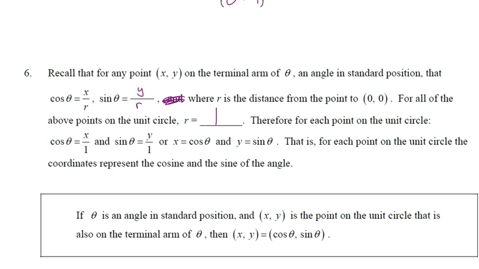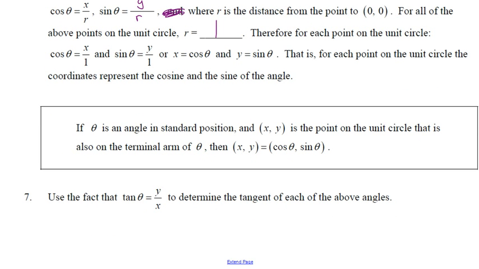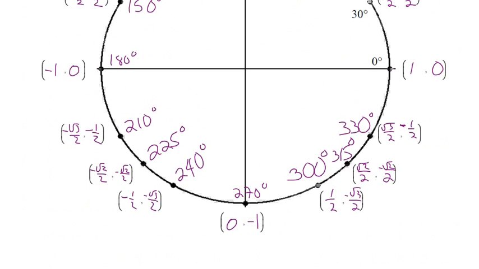So if theta is an angle in standard position and (x, y) is a point on the unit circle that is also on the terminal arm of theta, then the point (x, y) is really just (cos theta, sine theta), right? Okay. Use the fact that tan theta equals y over x to determine the tangent of each of the above angles. All right, so let's go back up and we'll write the tangents next to them.